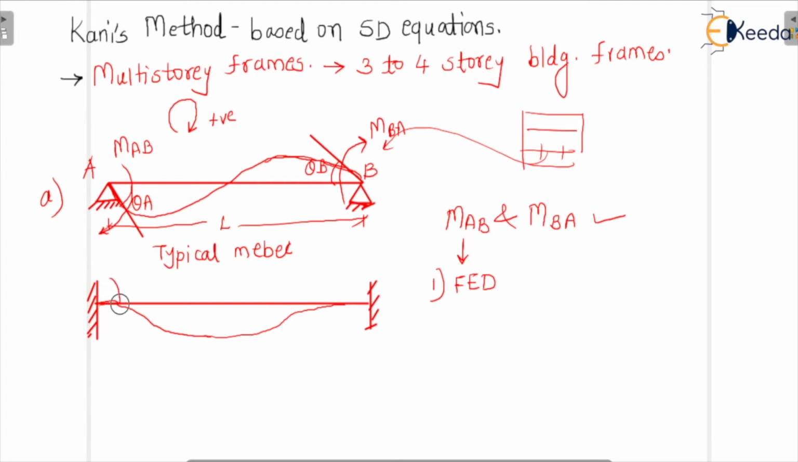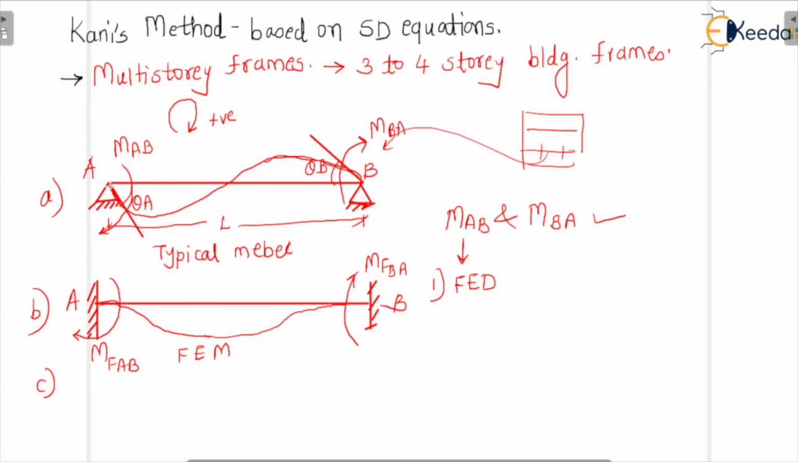Okay, so this is f of AB, f of BA, and then this is the fixed end moment. Okay, and then moment due to rotation of end A. So this is the second case, because of the fixed end moments. And then C is because of the moment due to rotation of end A.